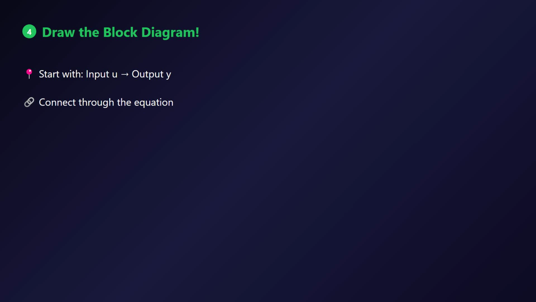Now for the exciting part, step 4, drawing the block diagram. We start with the basic structure. Input u on the left, output y on the right. Then we fill in what happens in between. I draw the input arrow labeled u and the output arrow labeled y. These are the two endpoints of our block diagram. Everything else connects these 2 points through the equation we derived.